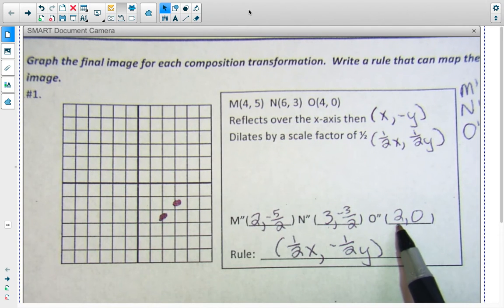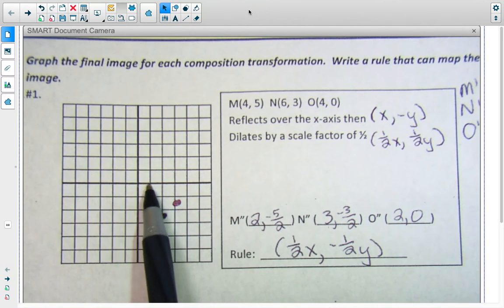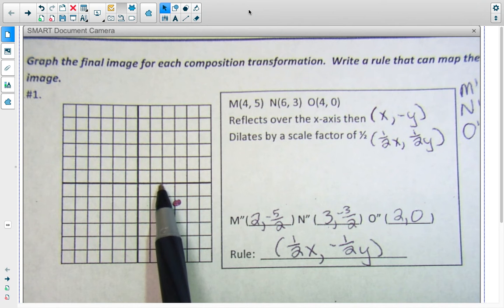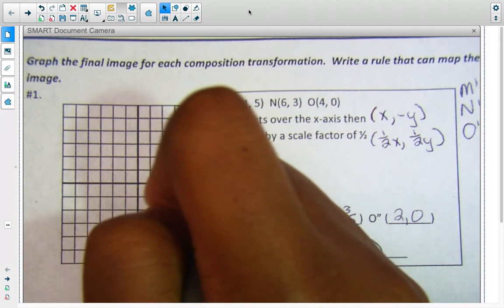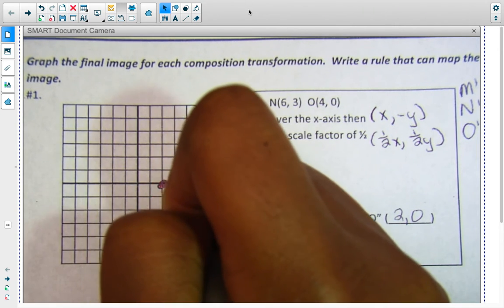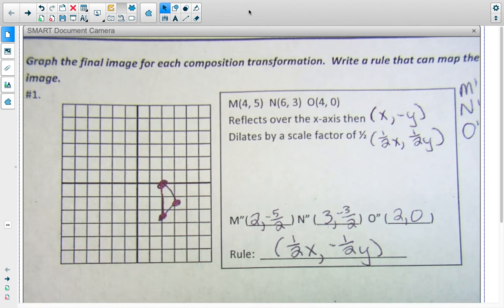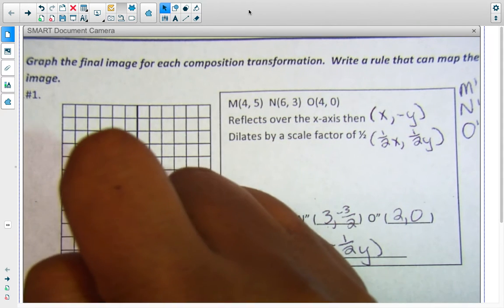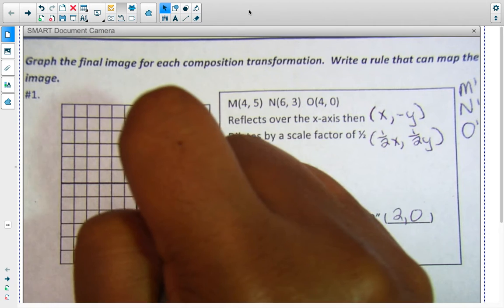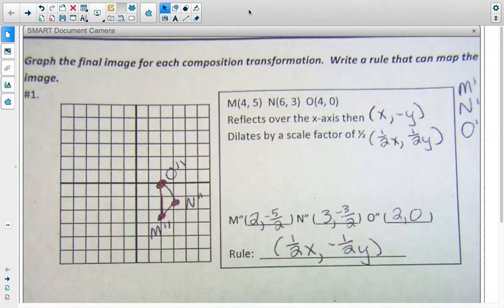And then last, we got 2, 0. Here's my origin. We're going to go 2, 0. We're going to stay because there's no movement there. So this is our last point. And just like that, we got our image graph and label our coordinates M prime, N prime, and O prime.